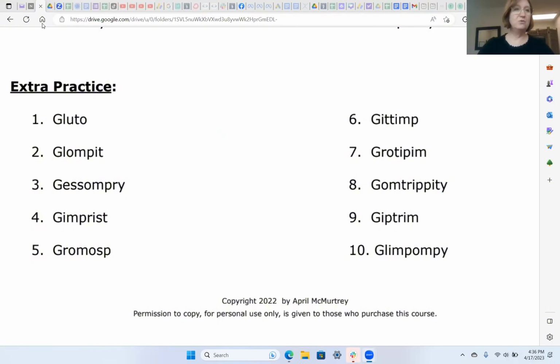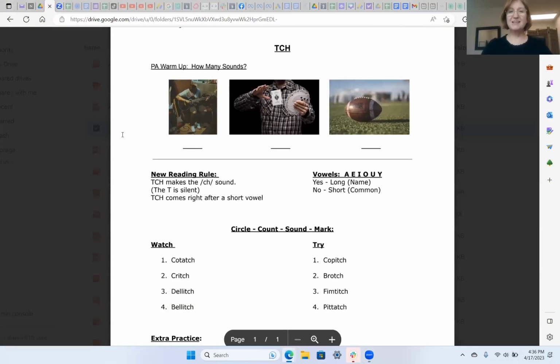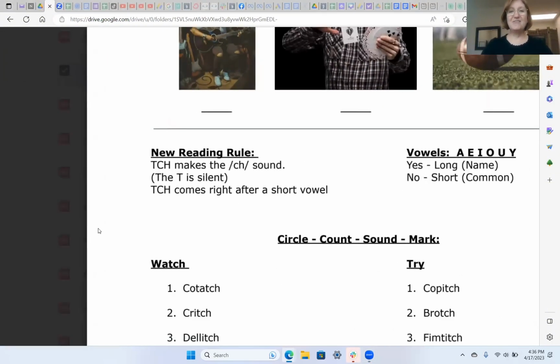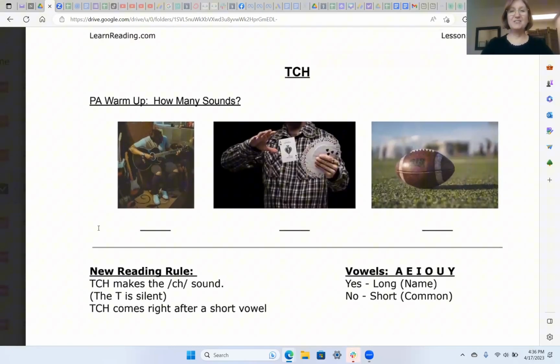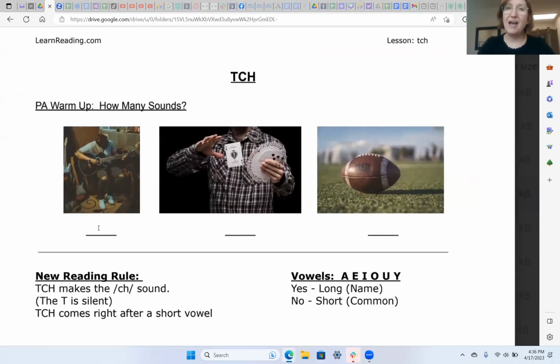All right, let's go to today's lesson. Is this the right one? Yeah. So today we're going to be talking about the trigraph, 3 letters that make one sound. It's the TCH, which makes the same sound as the CH. The T is silent. I hesitate because you might be able to hear the T a little bit, but it's practically silent, like in itch.